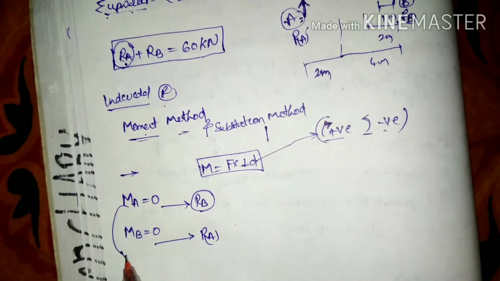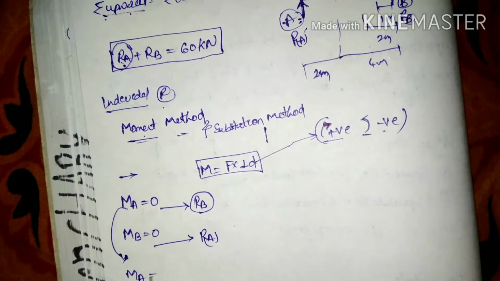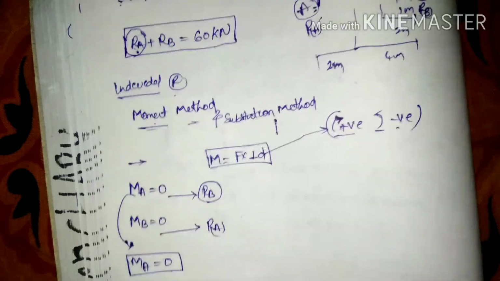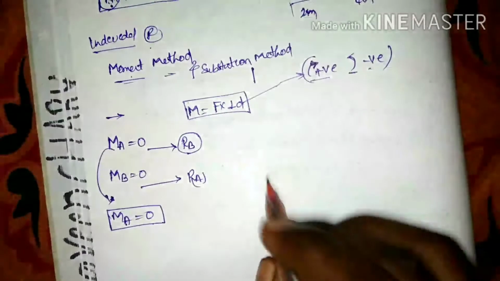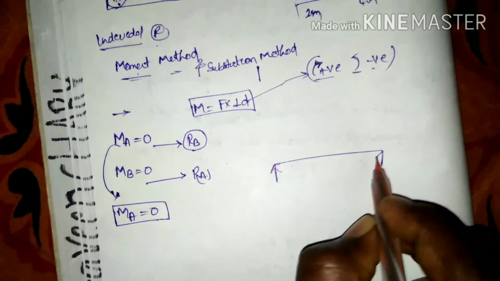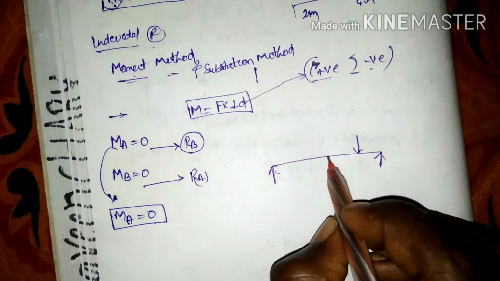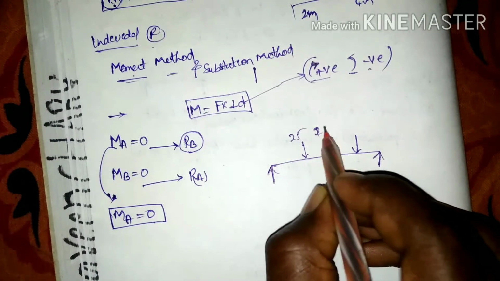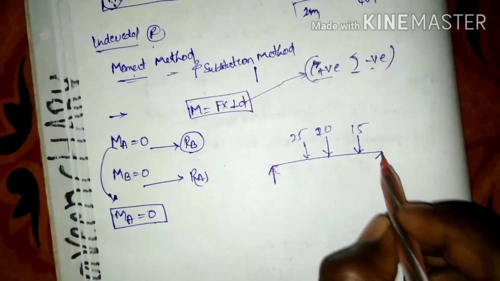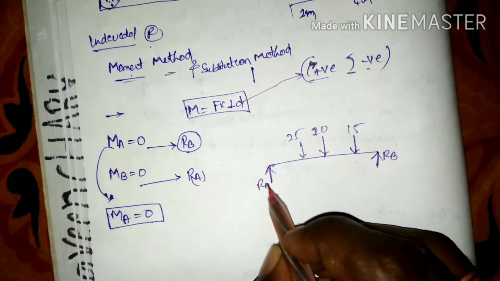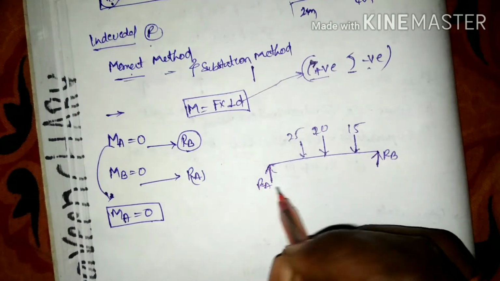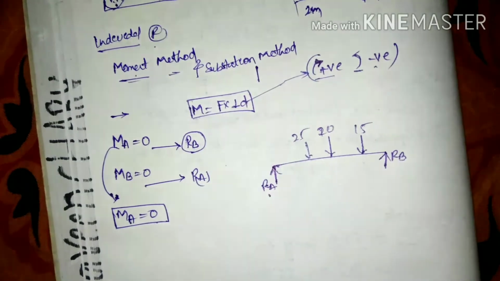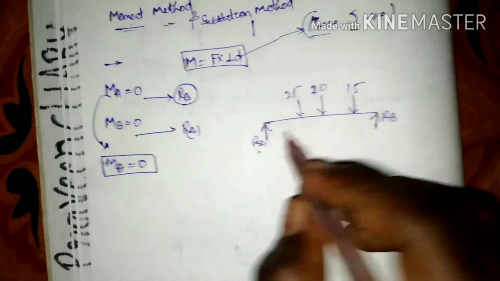I am going with the moment about A equal to 0, and equating the moments about A equal to 0 by the diagram. Here we have the diagram, this is RB and this is RA. If I take the moment about A, the RA is going to be 0, so in the equation RA is going to be eliminated.